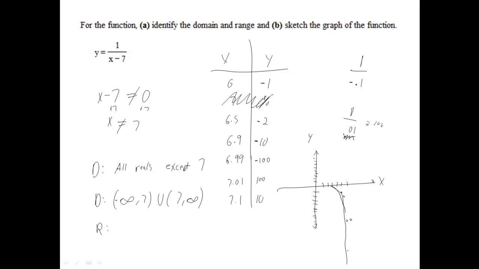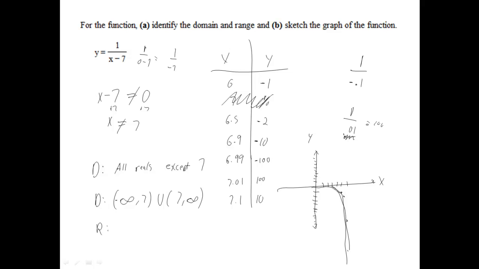And if you want an idea of what it is, let's plug this thing in at 0. I'm going to do 1 over 0 minus 7, just so I have a value to anchor it to. So it's 1 over negative 7, which is negative 1/7. So it'll be right there, very close to the origin. And any value less than this will always be negative.